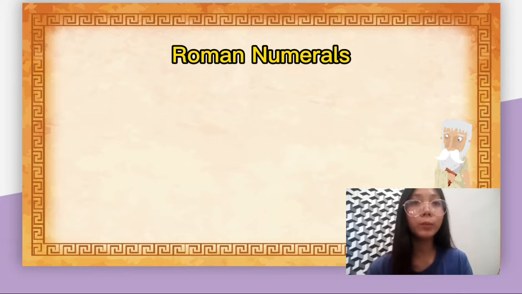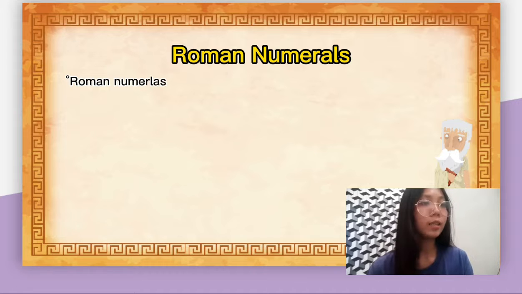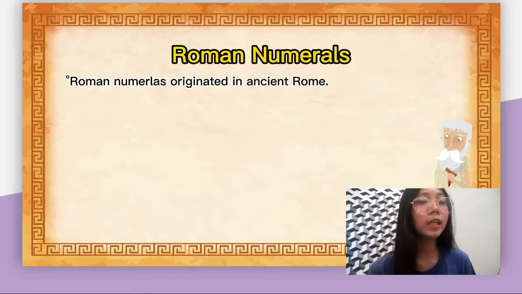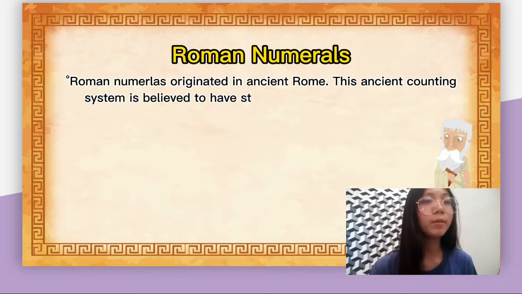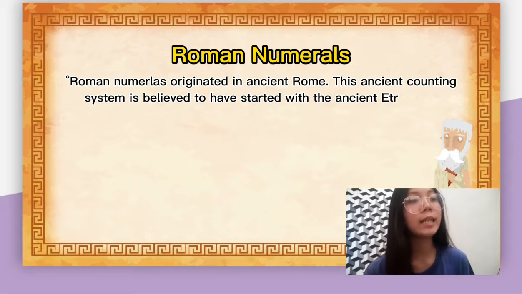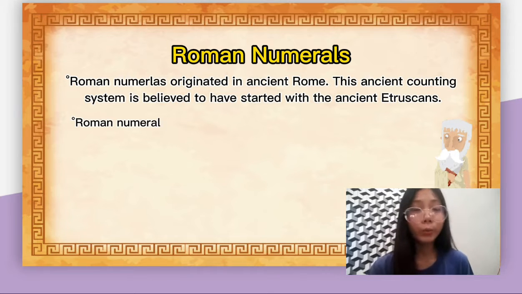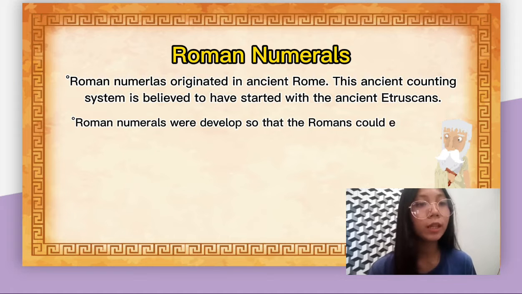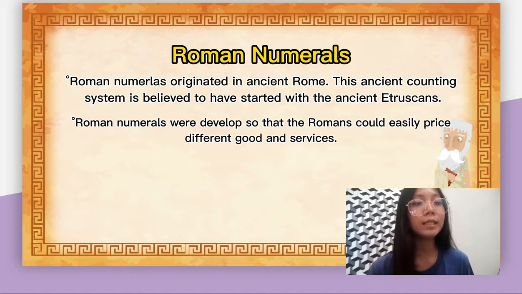Roman numerals originated in ancient Rome. This ancient counting system is believed to have started with the ancient Etruscans. Roman numerals were developed so that the Romans could easily price different goods and services.